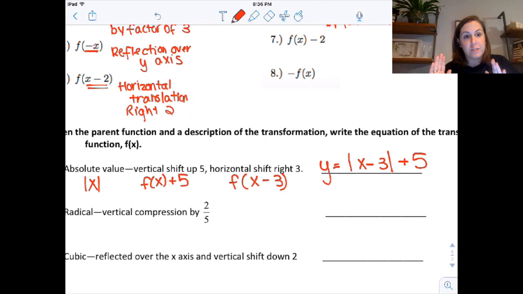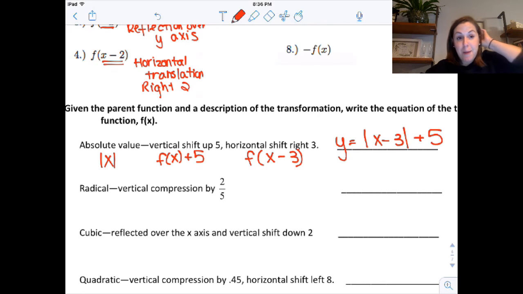All right, next part, a vertical compression by 2/5. Vertical means it's going to be outside your parentheses. There's our parent function, the radical. So this is going to be y equals 2/5 radical x.